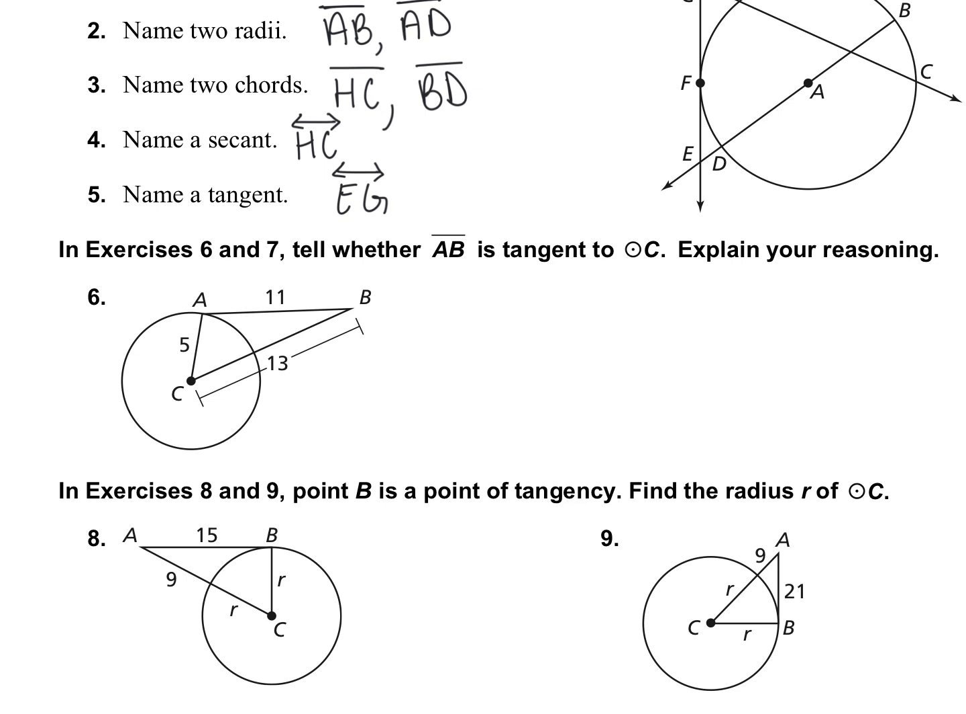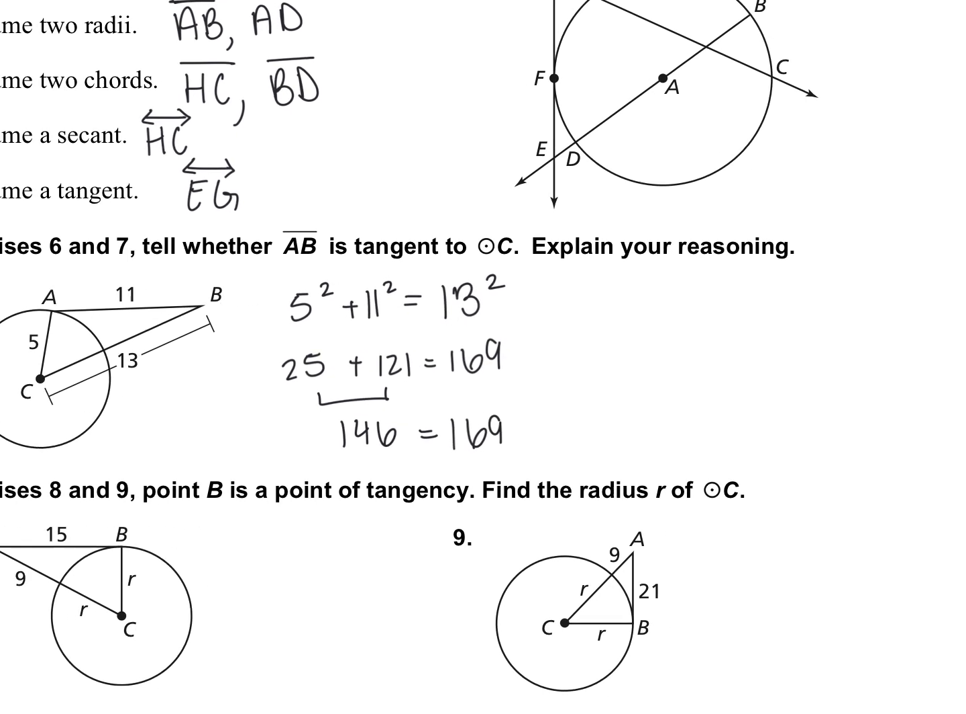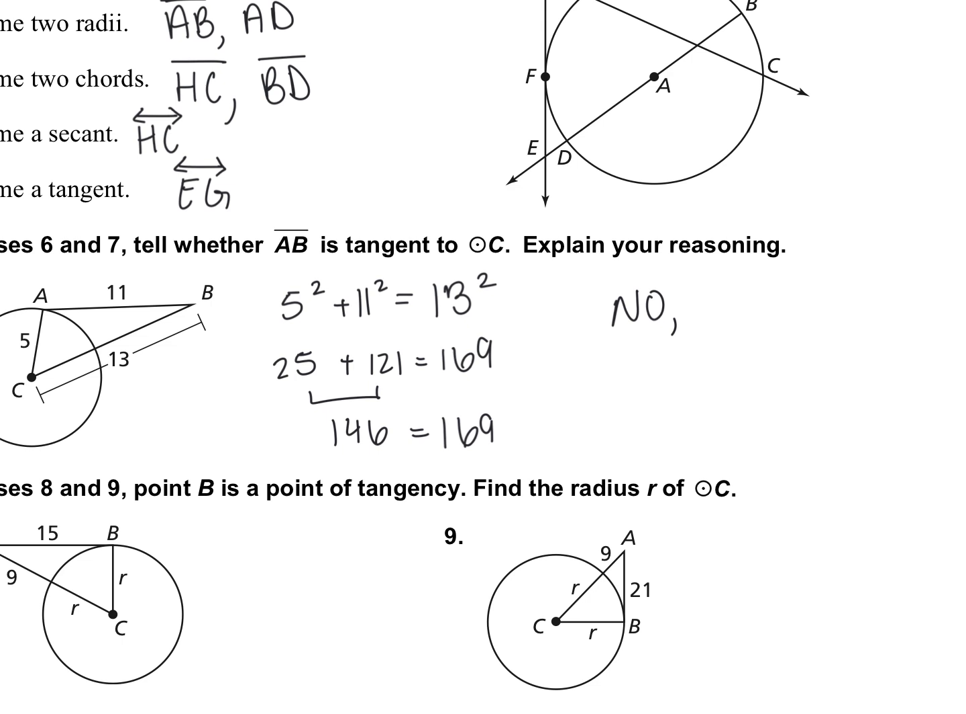So I know looking at it, you may not be able to tell. What I suggest you do is solve it. I have 5 squared plus 11 squared. Now I'm determining if it's a right triangle. 13 squared, I'm going to get 25 plus 121 equals 169. Add these two together. Is 146 equal to 169? No. So, explaining my reasoning: it is not a right triangle. And I'm done.